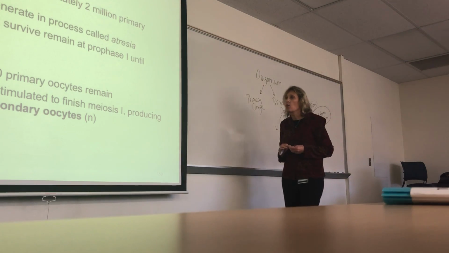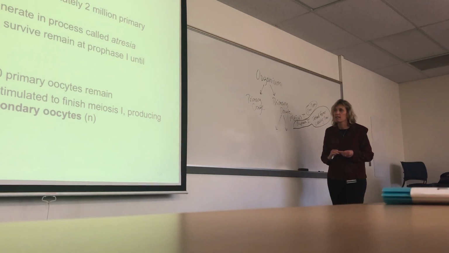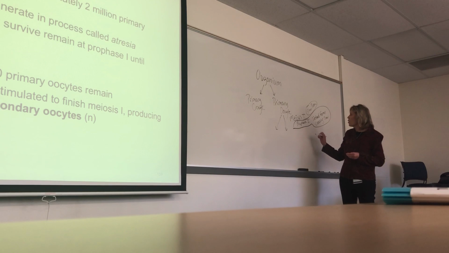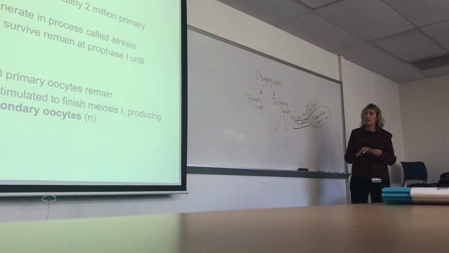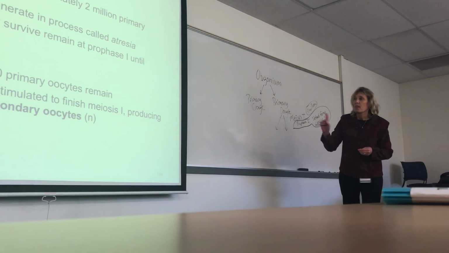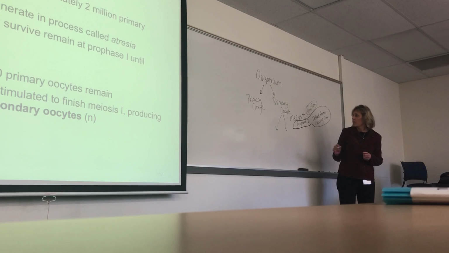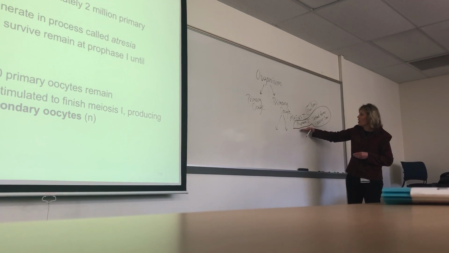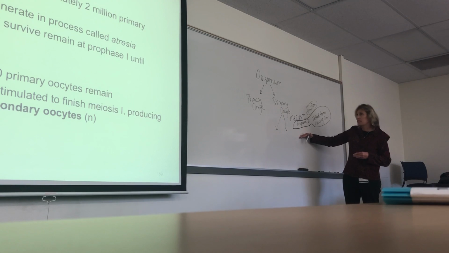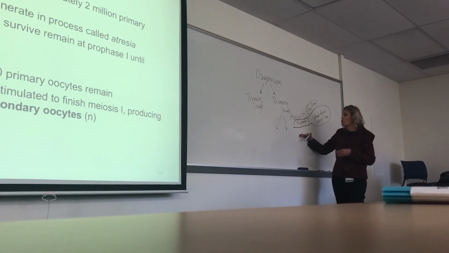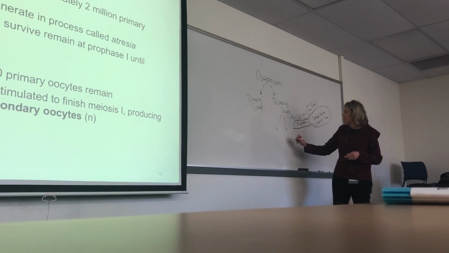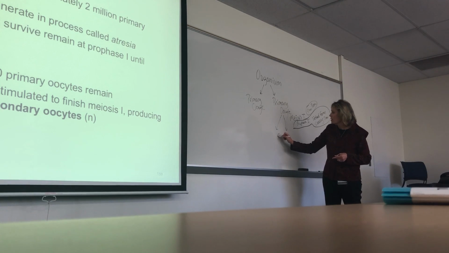So now she has 400,000 primary oocytes, and only some of those will be stimulated to continue on with meiosis 1, right? And at the end of meiosis 1, she'll continue through metaphase 1, anaphase 1, telophase 1, and she will end up with a secondary oocyte.